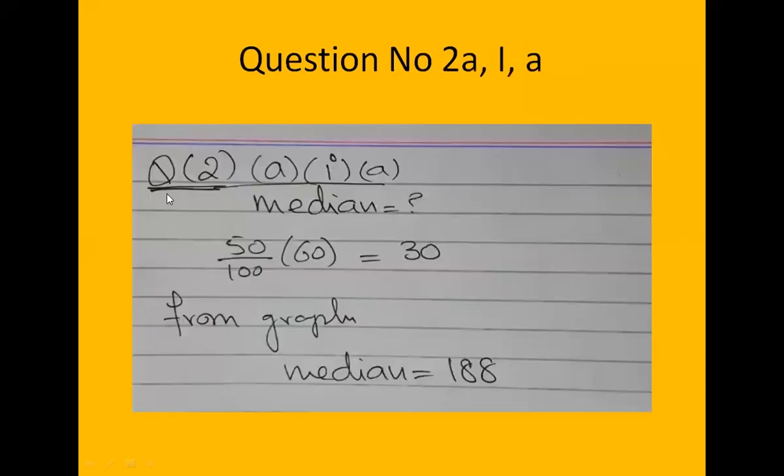And let me show you. Okay, so this is how you do this. Median, 50% of 60, that's 30. 30 is the cumulative frequency. On the y-axis, check where the 30 is. From there you go to the graph, and when you cross the graph at that point of intersection, you check what's the value of x at that point. So that is 188. So this is how you will find the median.